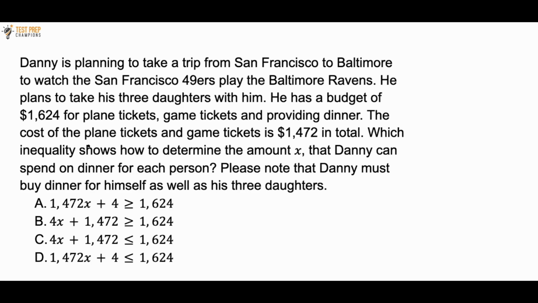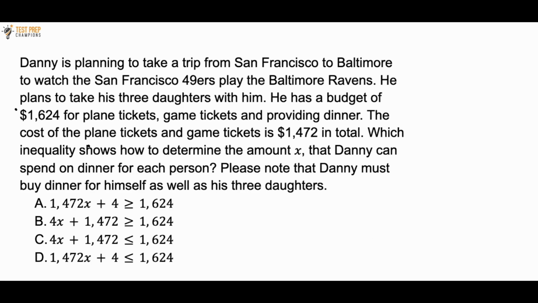The cost of the plane tickets and game tickets is $1,472 in total. Which inequality shows how to determine the amount X that Danny can spend on dinner for each person? Please note that Danny must buy dinner for himself as well as his 3 daughters. So let me give you a chance now if you'd like to pause the video, try to figure this out, take all the time you need, and then whenever you're ready, we'll go over the answer.